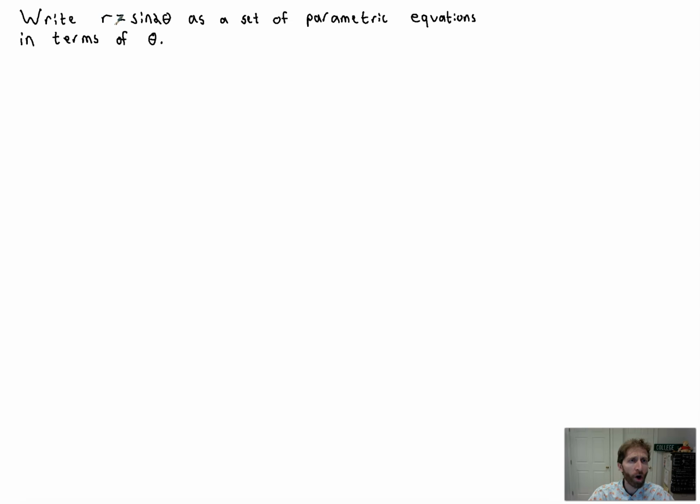So we're told to write r equals sine of 2 theta as a set of parametric equations in terms of theta. This is just a drill to get you used to doing this. So this r is just like f of theta. So if I want a set of parametric equations, I know that x equals r cosine theta, and y is going to equal r sine theta. This is pretty much our go-to when dealing with polar function problems.